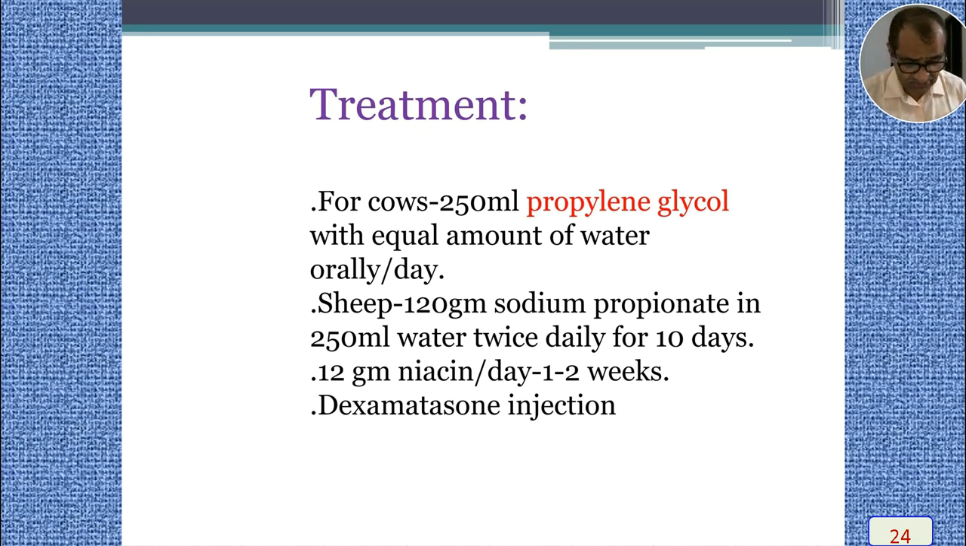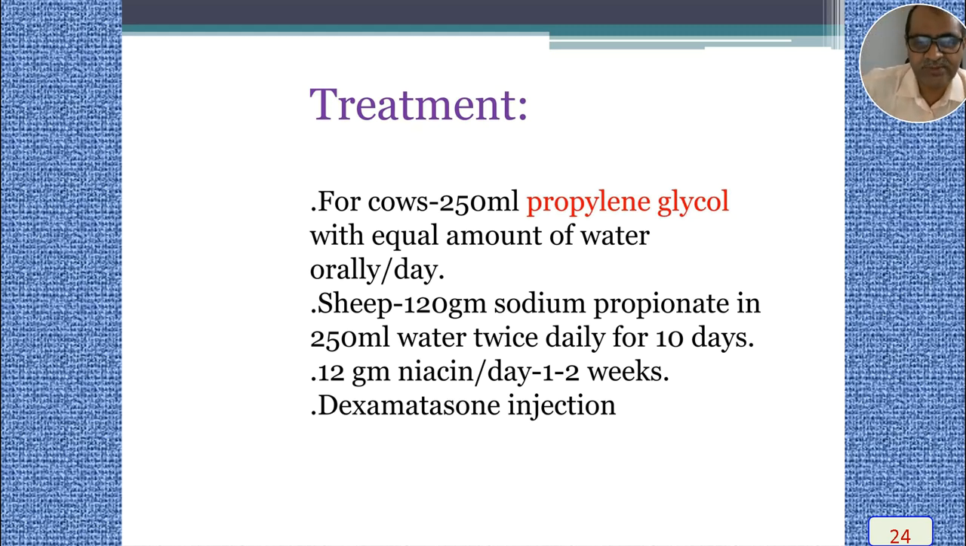Then many times isoflupredone is also administered, but sometimes it itself may cause sodium and potassium imbalance. Then triamcinolone acetate can also be administered to bovine ketosis cattle with good result, but at the same time it is having a very potent hypo milk production effect, which means the milk yield will suddenly decrease. Hence, one needs to be a little bit careful. And administer glycerol or glycerine to the animal.